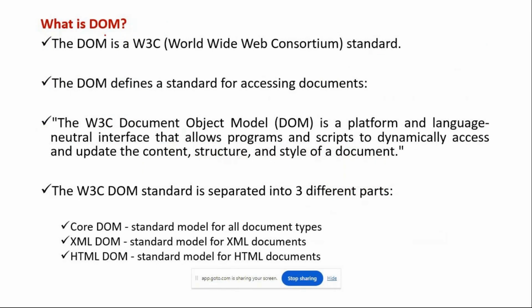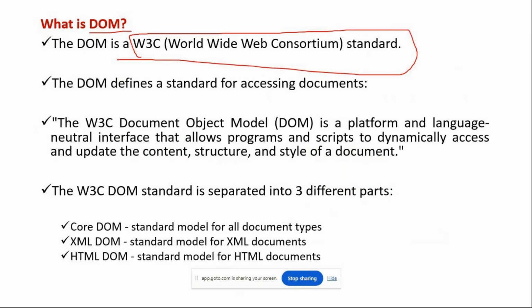Then DOM. DOM is developed by W3C. W3C stands for World Wide Web Consortium. There are three types of DOM: core DOM, XML DOM, and HTML DOM. Core DOM can be applied for all types of document, XML DOM only for XML documents, and HTML DOM only for HTML documents.